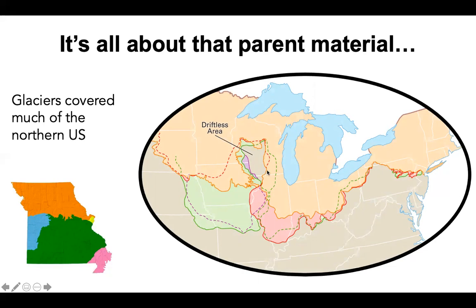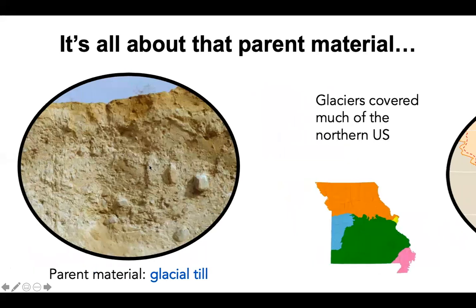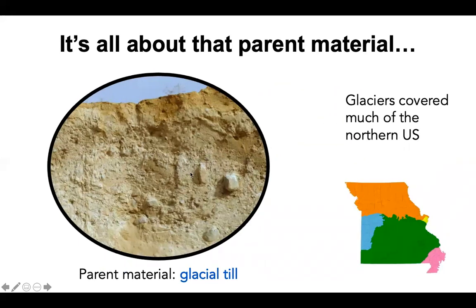Notably, right here in Wisconsin and northern Illinois, there's a pocket that was never really glaciated, and that's called the driftless area. But much of the Midwest, especially the eastern and northern Midwest, as well as a lot of New England and the Northeast, were once covered by glaciers. So that means a lot of the parent material here is glacial till.